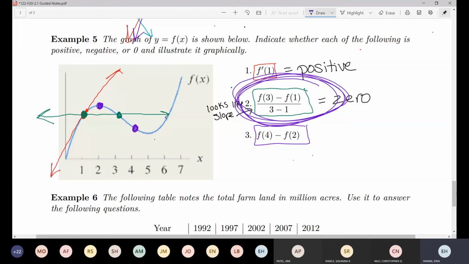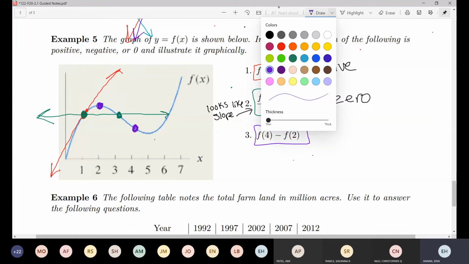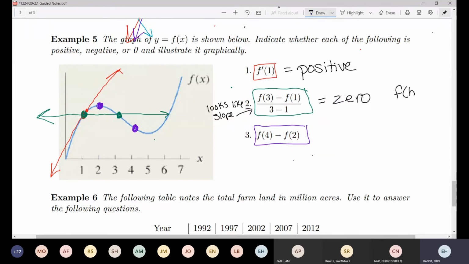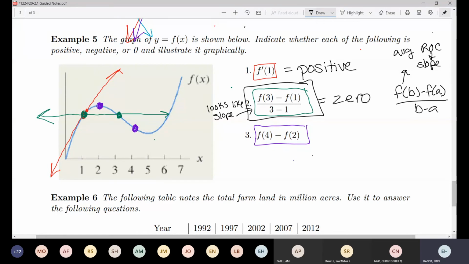f of 3 minus f of 1 all over 3 minus 1. That looks like this, just with 3's and 1's. So this is an average rate of change form. But remember that the average rate of change is a slope. So essentially, since it has this format, I can think of this graphically as the slope between 3 and 1.